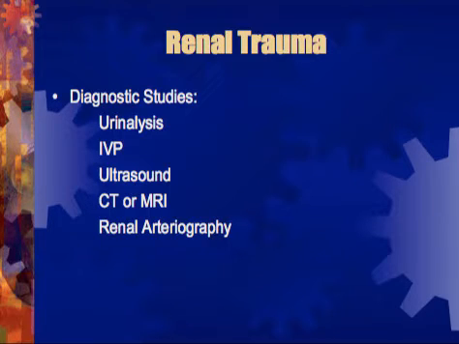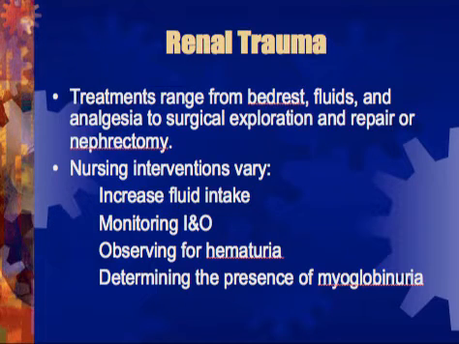Diagnostic studies: urinalysis, IVP, which looks at the circulation with the help of a radiopaque dye, ultrasound, CAT scan or MRI, and renal arteriography, looking at the circulation of the kidney. Treatments range from bed rest, fluids, and analgesia to surgical exploration and repair, or, as I said earlier, nephrectomy. Some of the interventions vary: increase fluid intake, monitor intake and output, observe for hematuria, and determine the presence of myoglobinuria.